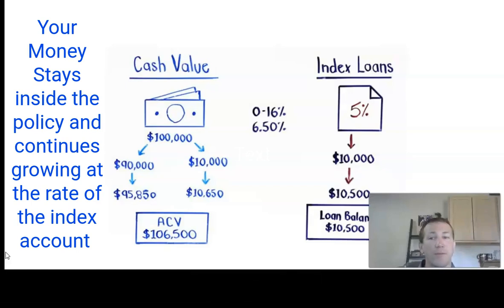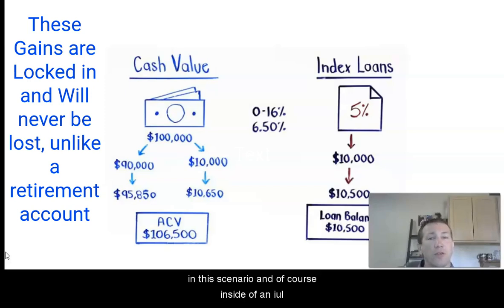such as 2008 or 2009. So let's pretend for a minute you build up $100,000 inside your cash value and you want to take out a $10,000 loan. Now, again, your cash value inside these contracts is tied to an external index, such as the S&P 500 or the NASDAQ, and you're able to earn up to a cap of 16% in this scenario. And of course, inside of an IUL, the floor is 0%, so you never lose money inside of an IUL.